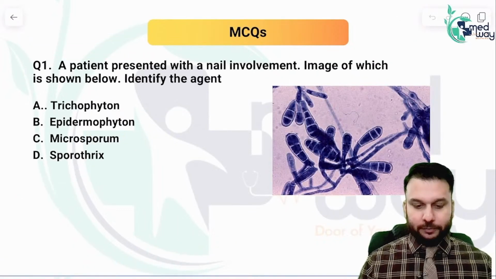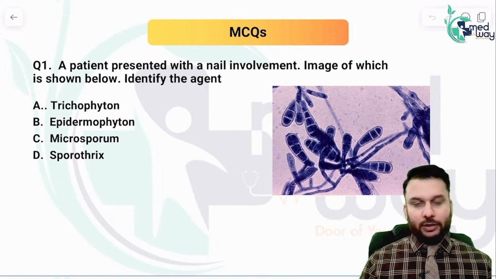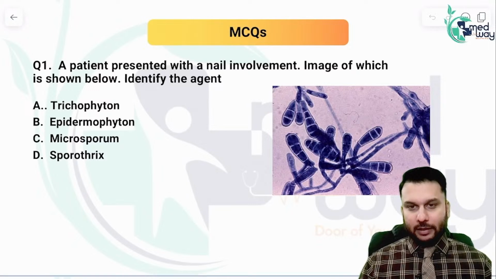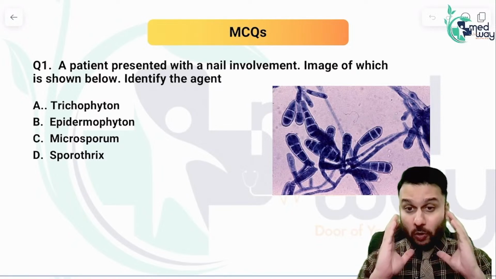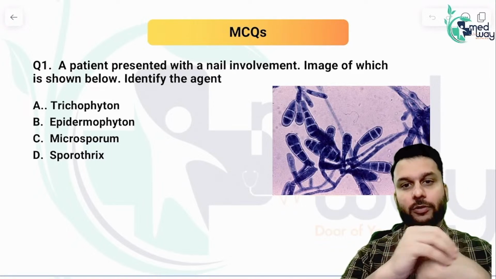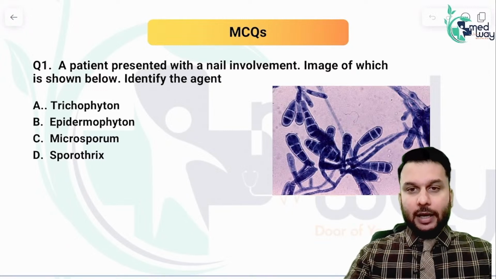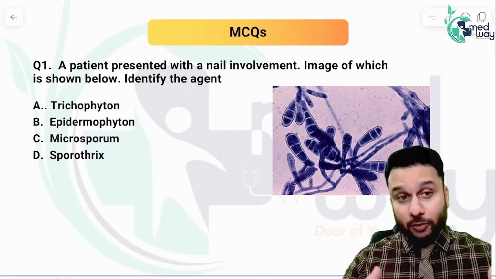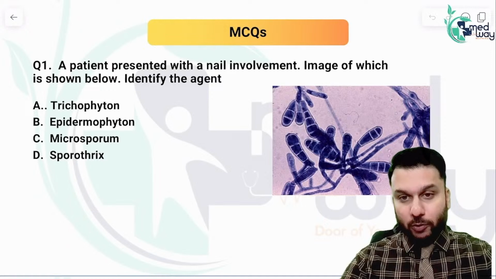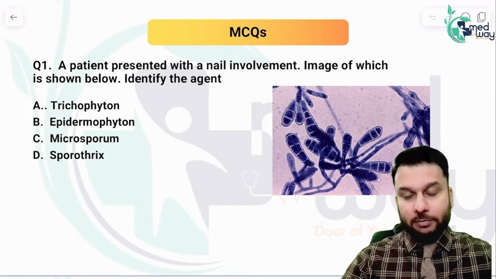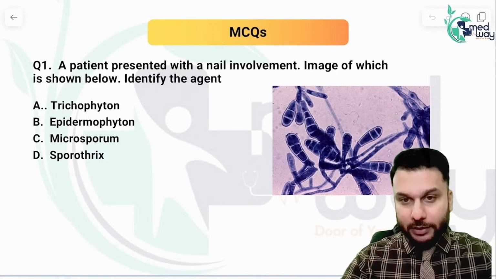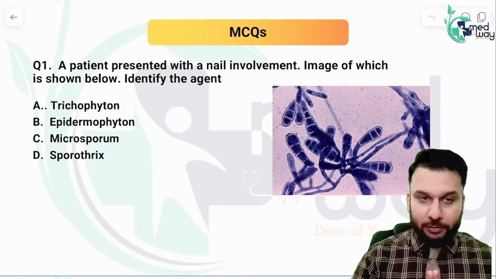So here's the first question. A patient presented with a nail involvement, image of which is shown below. Identify the agent. Guys, this image is something you got to know before you enter the exam hall. All right. So they're talking about dermatophytes, as you can see. And the thing to remember is there are three types of dermatophytes: trichophyton, epidermophyton, and microsporum. Now, whoever might have attended my classes, you know that there is a mnemonic called epic trip that I usually teach for this. And this question is straightforward from that.